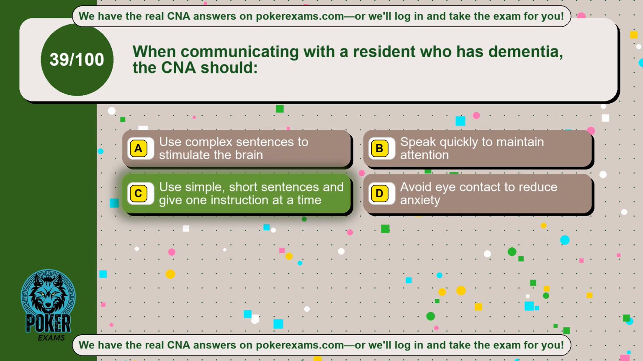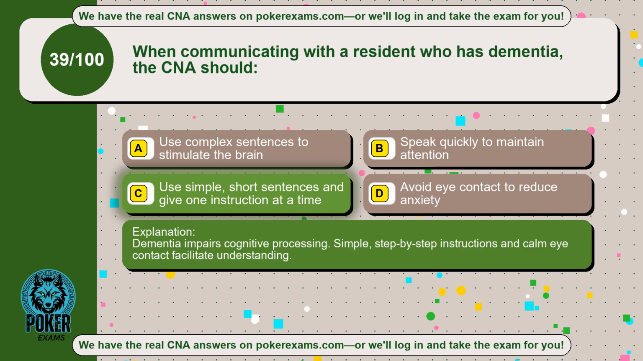The correct answer is option C. Use simple, short sentences and give one instruction at a time. Dementia impairs cognitive processing. Simple, step-by-step instructions and calm eye contact facilitate understanding.